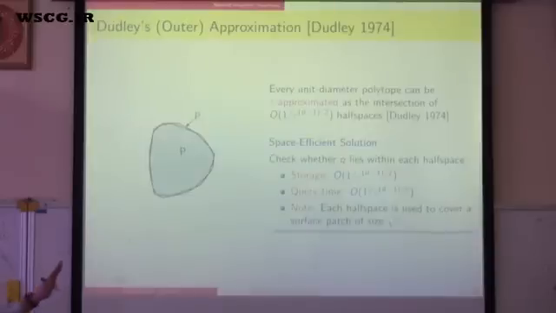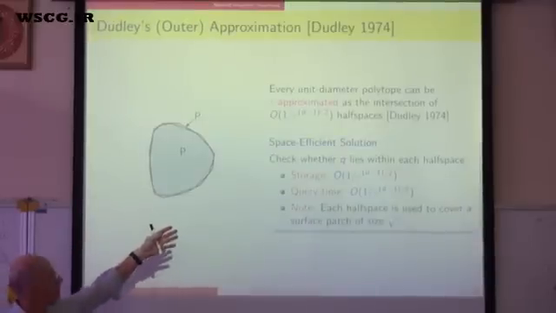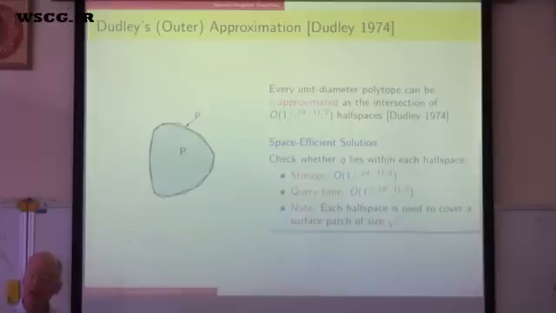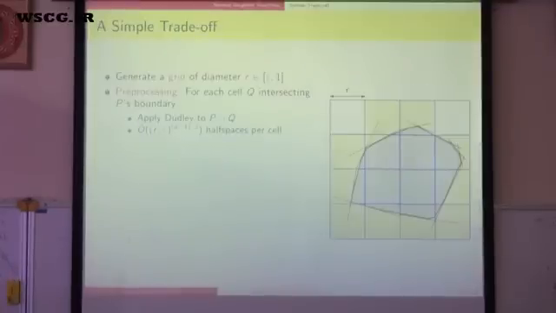The problem with Dudley's algorithm is there is no trade-off, right? You always have the same storage bound. So can I somehow trade off space and query time? So here was an idea that we came up with. It's a very simple idea. What we're going to do is, again, remember that your polytope has unit diameter, diameter 1, so we can put it into a big square of constant size.